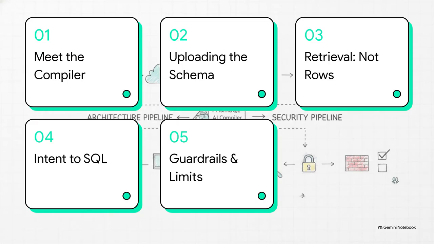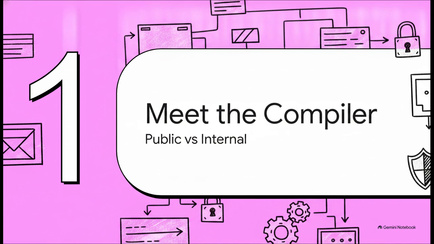So, here is our roadmap for tracking a query chronologically. First, we'll meet the PrismSQL compiler. Second, uploading the schema contract. Third, retrieval, schema, not rows. Fourth, translating intent to SQL. And finally, guardrails and honest limits. Section 1. Meet the PrismSQL compiler.